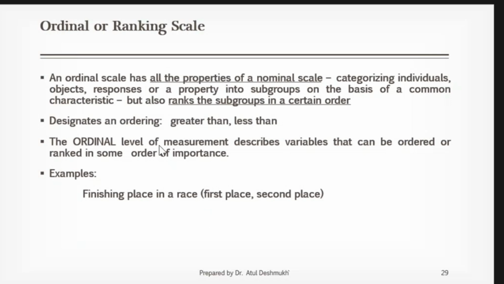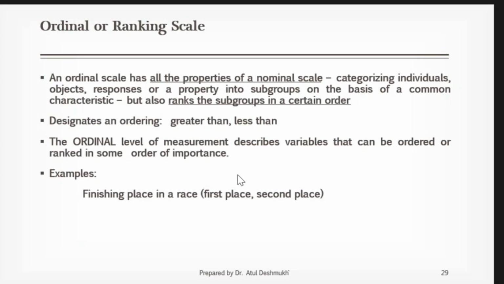It designates an ordering, greater than, less than. So here we say that the person who scored the highest mark is superior to rank number 2. Rank number 2 is superior to rank number 3. Rank number 3 is superior to rank number 4 in terms of academic achievement. What is the variable? Academic achievement or intellectual capacity or test result. You can simply say the test result.